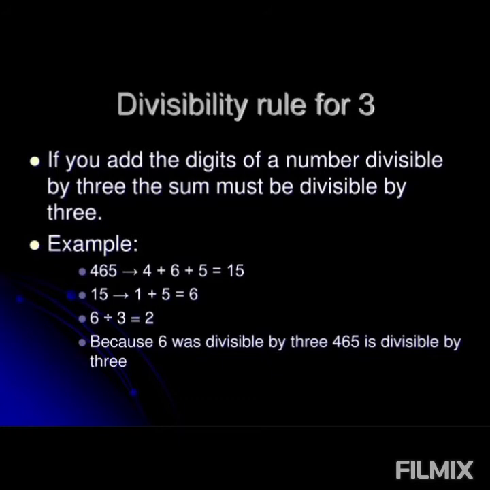So see the example, 465. Here digits are 4 plus 6 plus 5. What you will get? You will get 15. Now 15 में भी हम दोबारा से addition करेंगे. 15 में भी 1 plus 5. You will get 6. Now you will divide 6 by 3. When you divide 6 by 3, you will get 2. It means that 6 is completely divisible by 3. So the given number, जो number हमें already given था, that is 465, that is also divisible by 3.